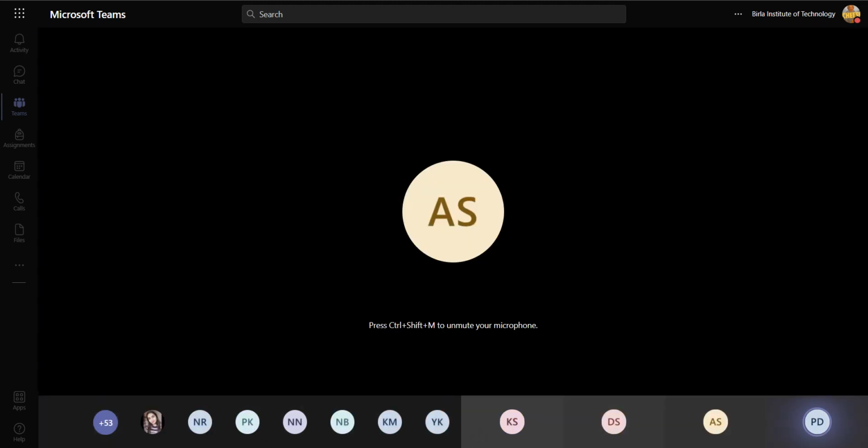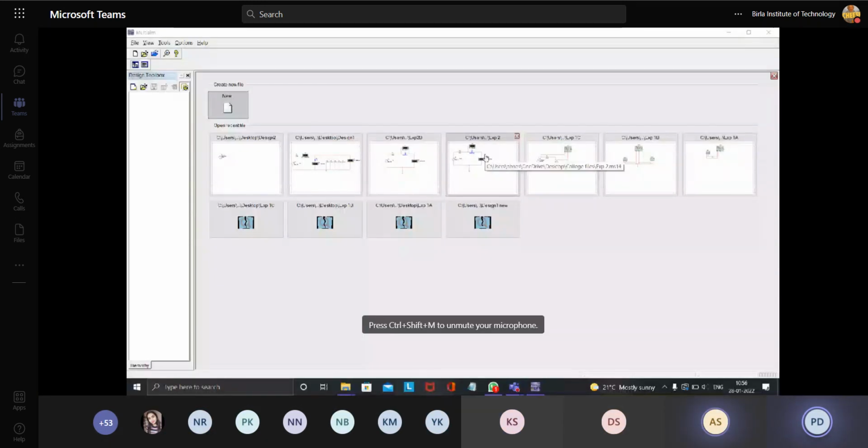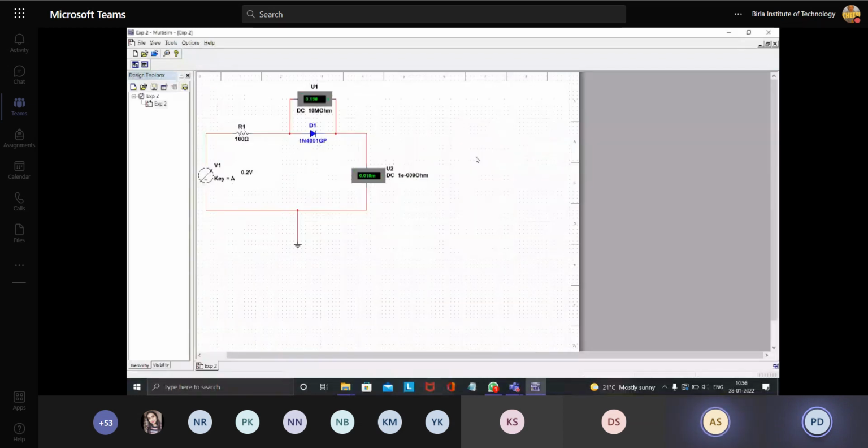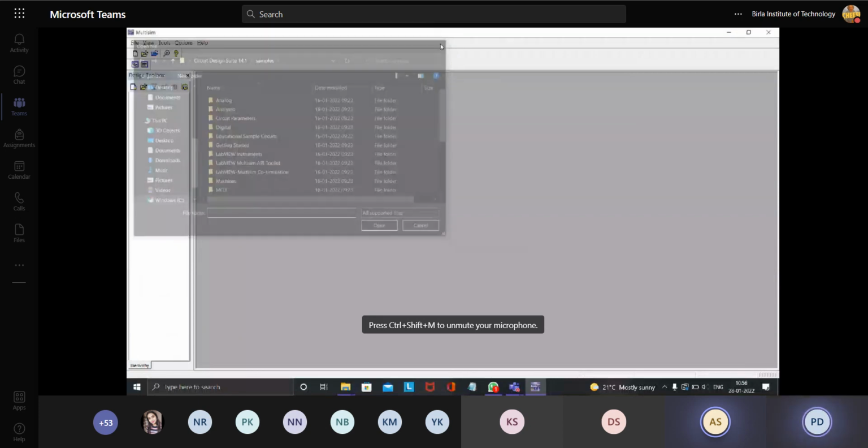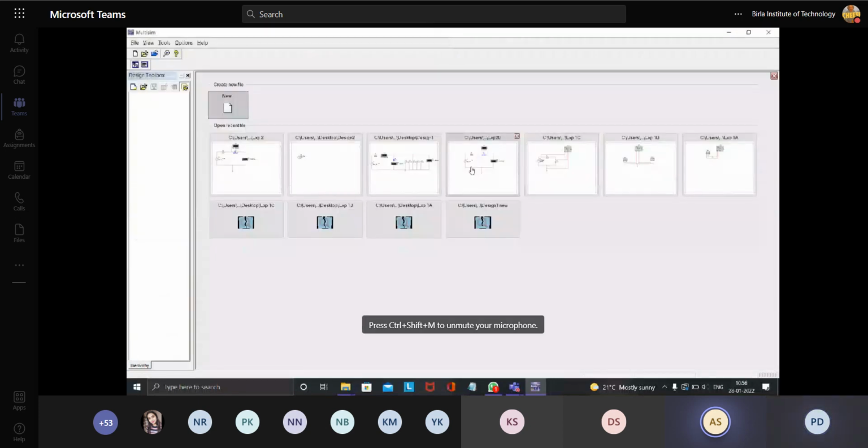Is it visible, ma'am? Yes, now it is visible. And this is experiment number 2. The forward biasing, and this is the reverse biasing. Ma'am, I'm working on experiments 3 and 4.